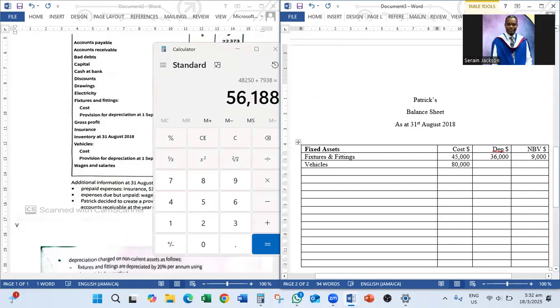So 56,188. And then we do the subtraction now. 56,188 minus 80,000 equals 23,812.